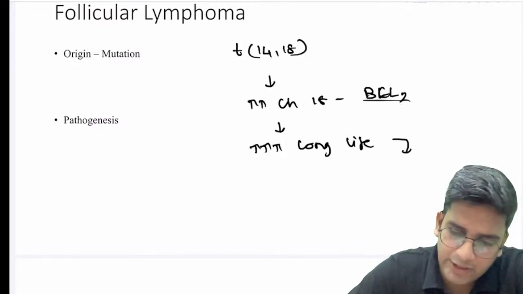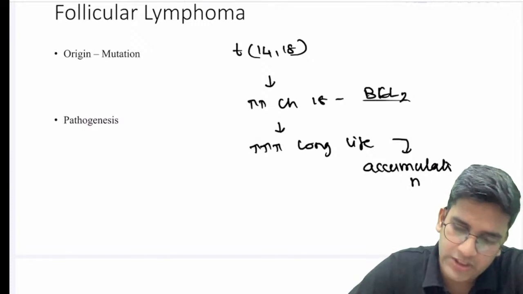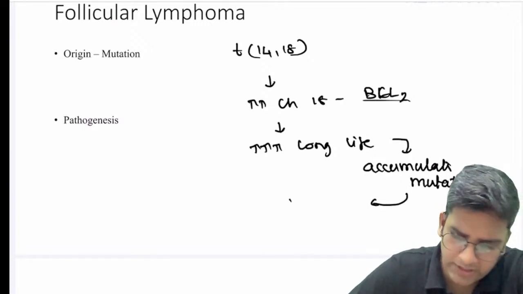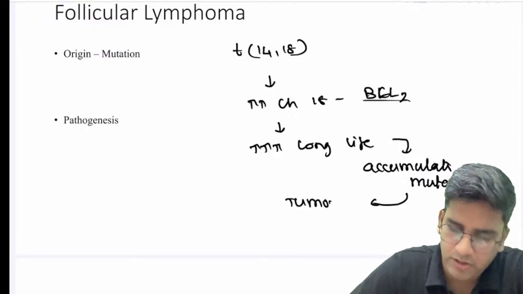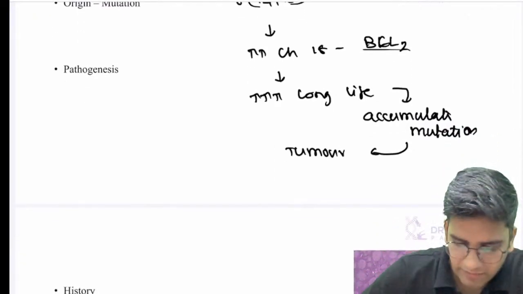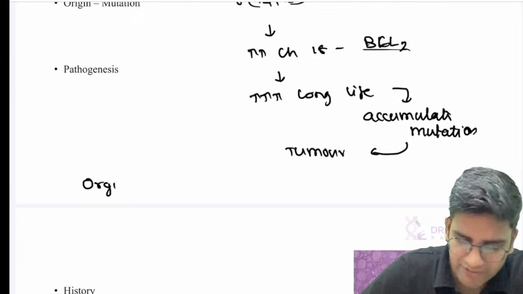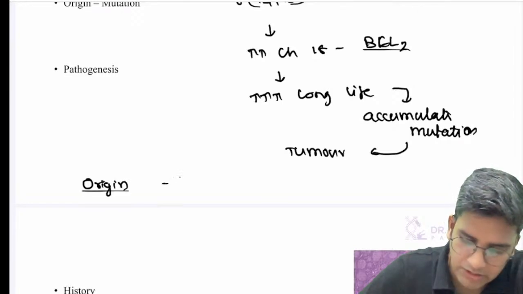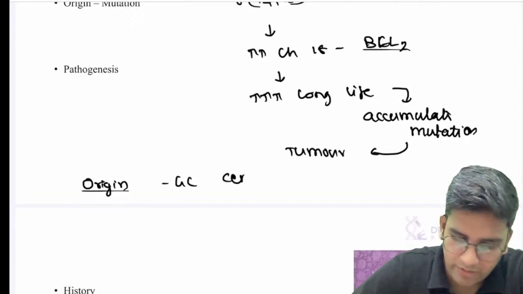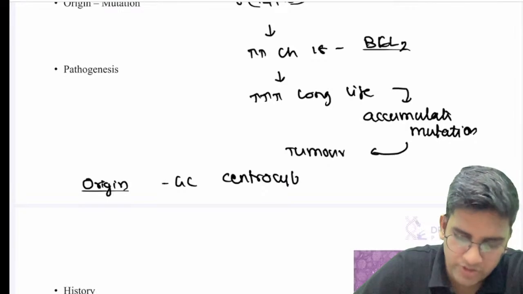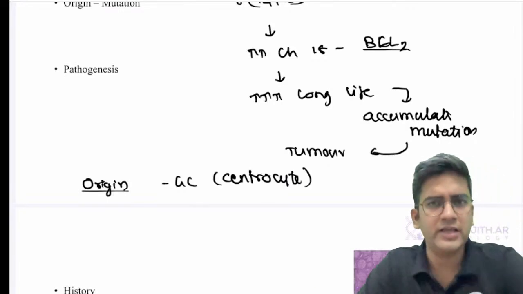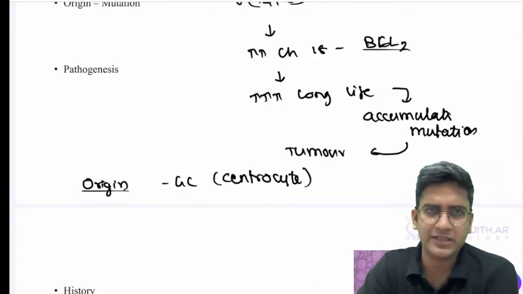So, automatically, it will accumulate more mutations, which by default can result in a tumor, can result in a lymphoma here. Follicular lymphoma origin, it's follicles. So it has to be a germinal center origin. If you want, write centrocyte. Centrocyte is the exact origin for follicular lymphoma. If you write germinal center also, it's more than enough.